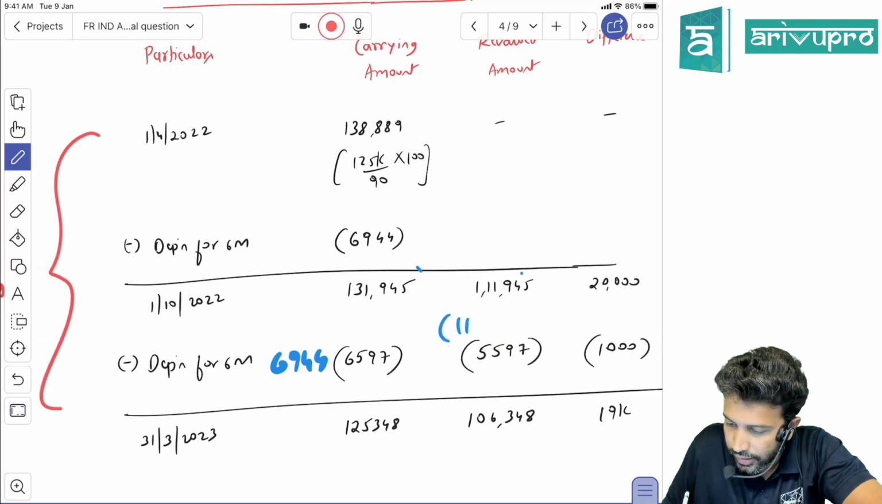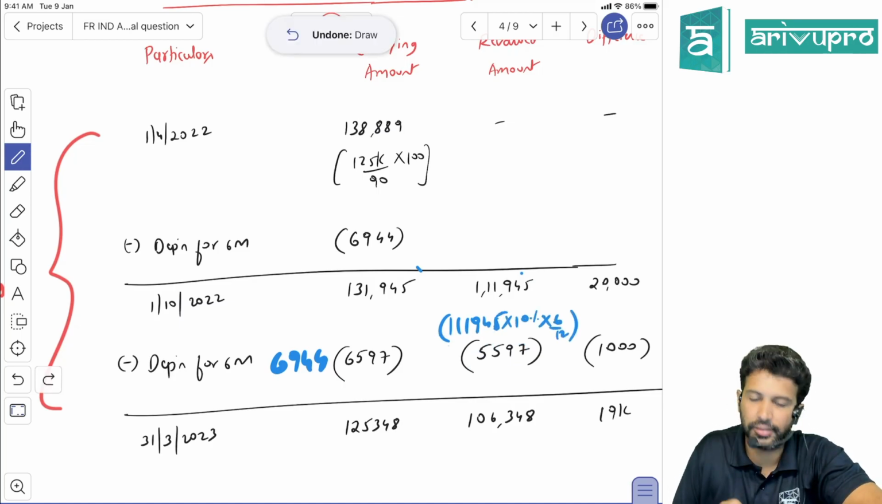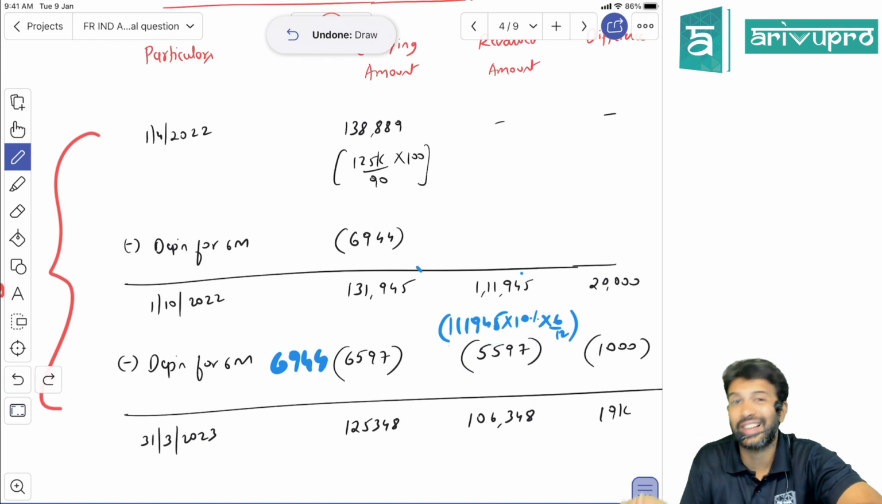I'll just show you how we calculate. 111,945 into 10% into 6 by 12. If you do that, you will get 5597. This is the depreciation to be charged for the next 6 months.